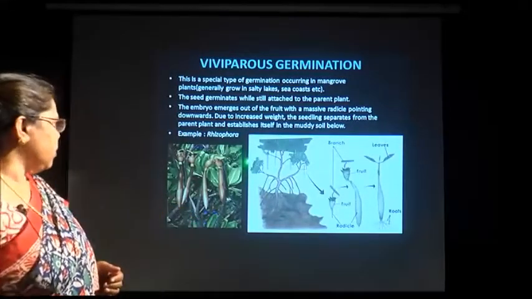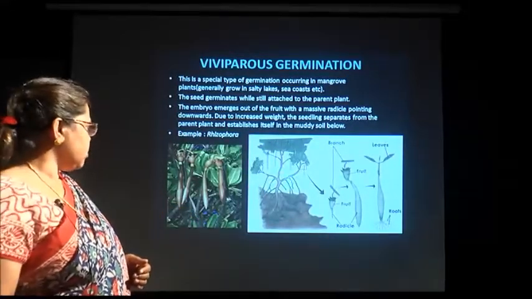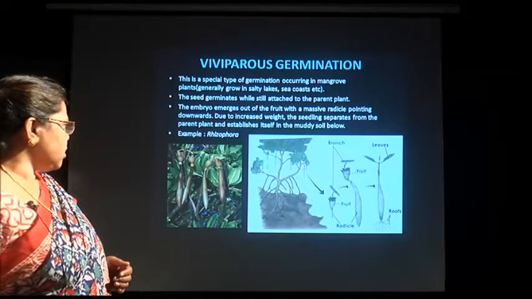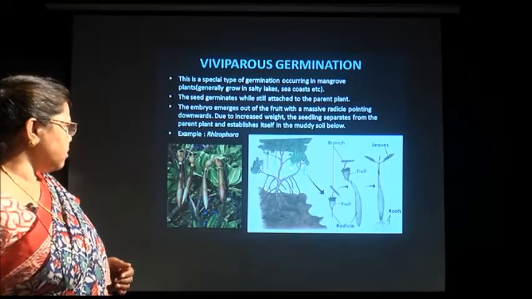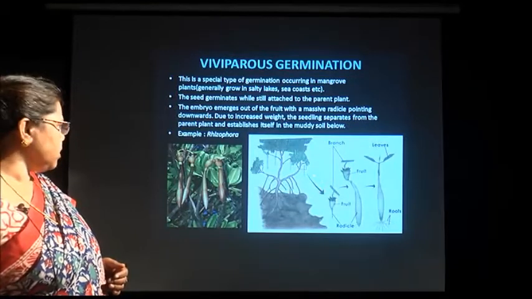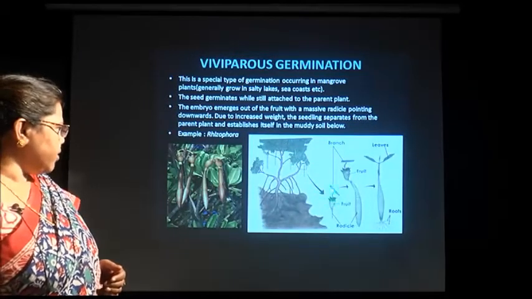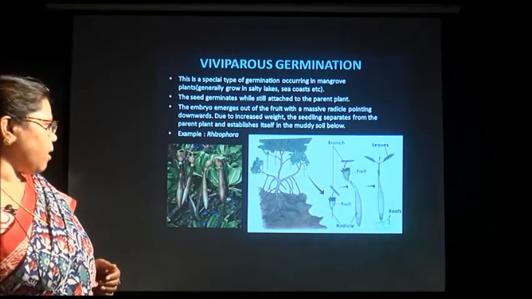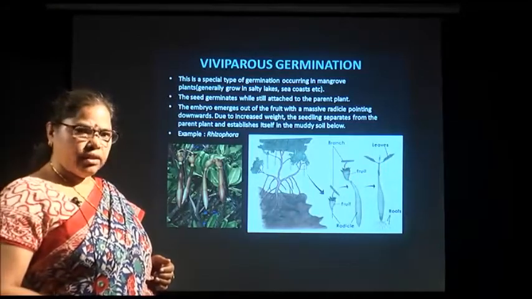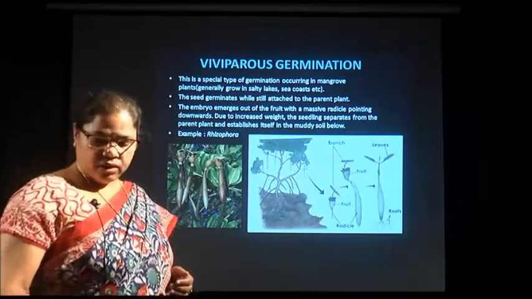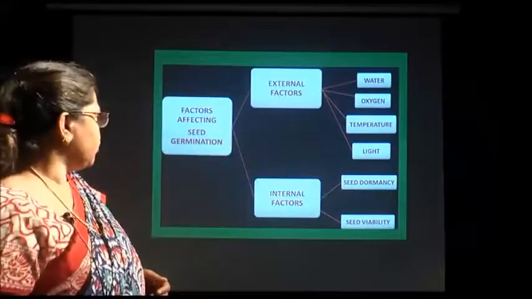For example, Rhizophora. So, you see these are mangrove plants. These are the fruits and the radicle, they have emerged out of the embryo and they fall and they germinate. There itself they germinate to give rise to a seedling. It is the viviparous type of germination.